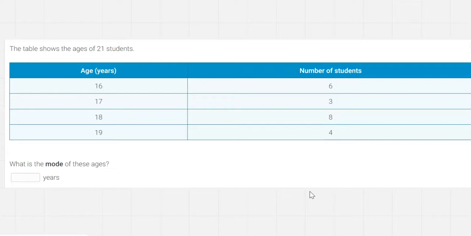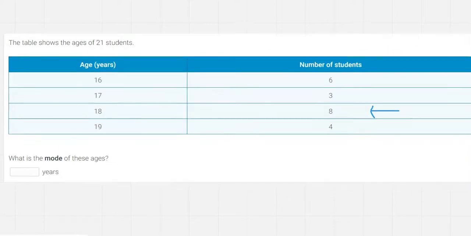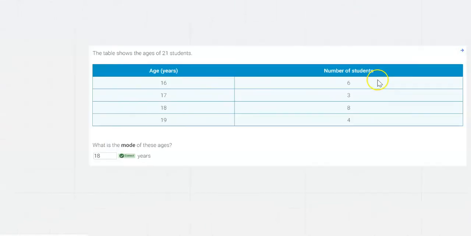The table shows the ages of 21 students, and they're split up into how many per age. What is the mode of these ages? Mode is the one that occurs most often. If it was written as a list, there'd be most of the 18s. So the mode is 18, as we can see there.